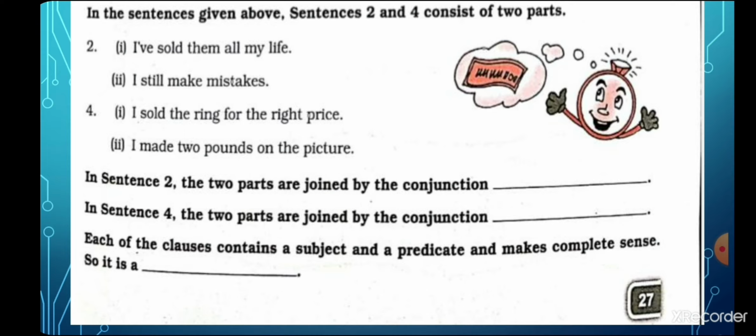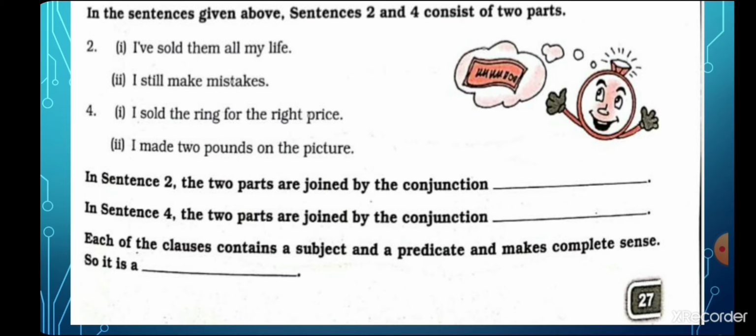In the sentences given above, the second and fourth consist of two parts. The second one: "I have sold them all my life" is the first part, and "I still make mistakes" is the second part. Now the fourth one: "I sold the ring for the right price" and "I made £2 on the picture." In sentence two, the two parts are joined by the conjunction but, and in sentence four, the two parts are joined by the conjunction and.